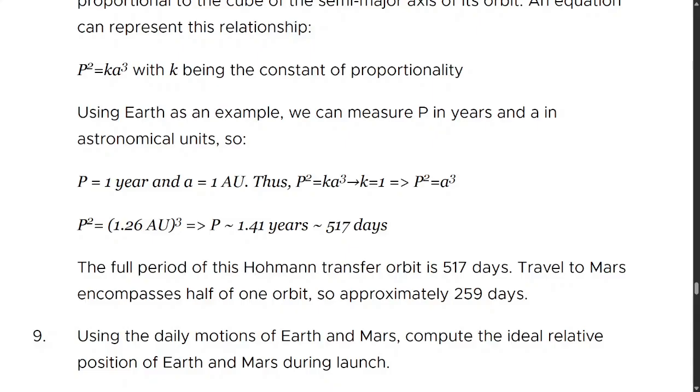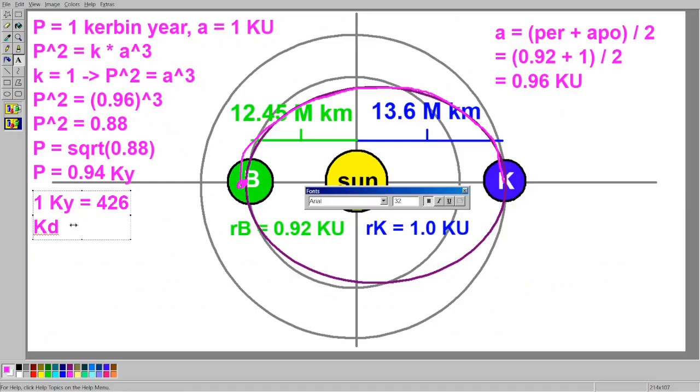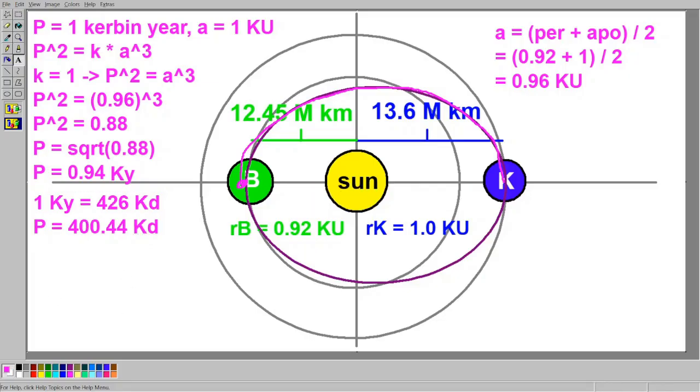Okay, so one Kerbal year has 426 Kerbal days, right? So that means the period of this orbit is 0.94 times 426, which is 400.44 Kerbal days. So that is great. So what now? What do I do now?